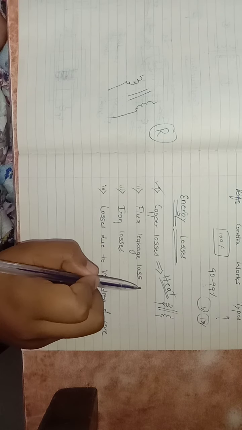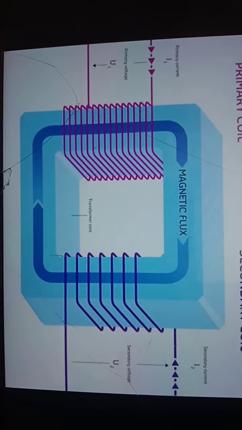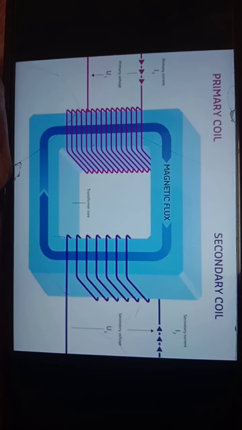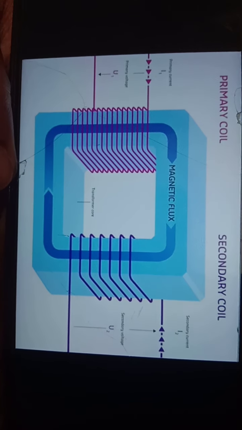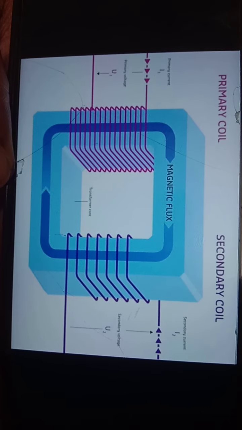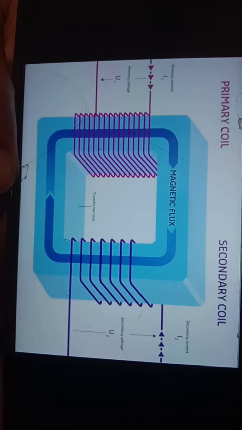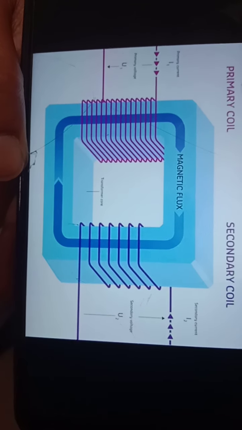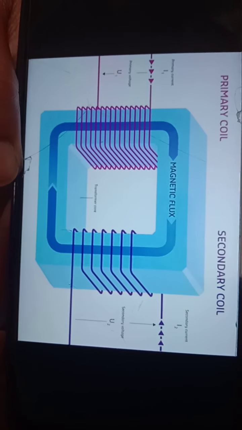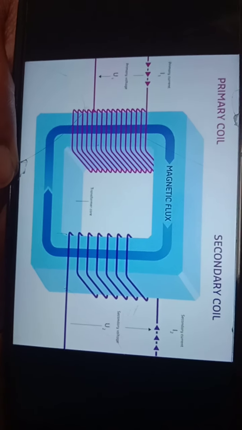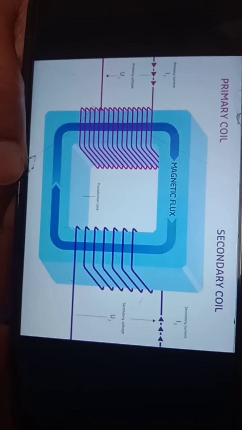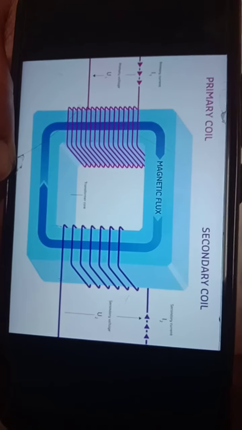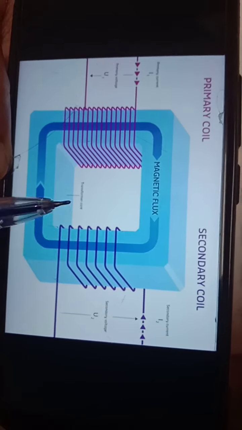Flux leakage losses. Flux leakage losses means, for that you can refer to this diagram. What happens in the actual transformer? There is a coupling between primary coils and secondary coils. Yes or no? So this coupling between the primary and secondary coil is not perfect. Primary coil and secondary coil coupling is not that perfect.